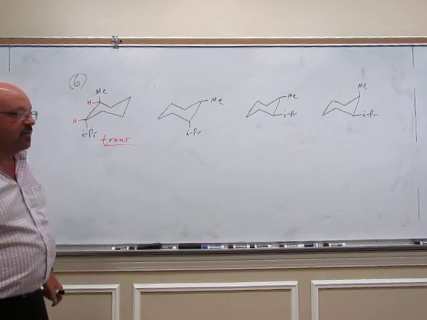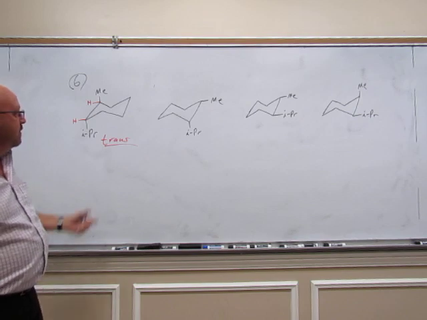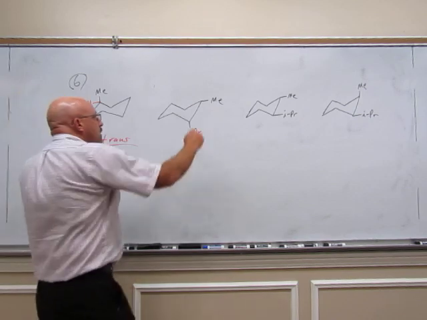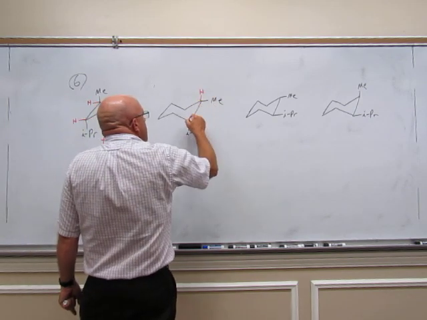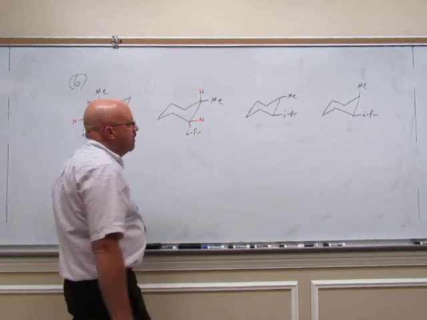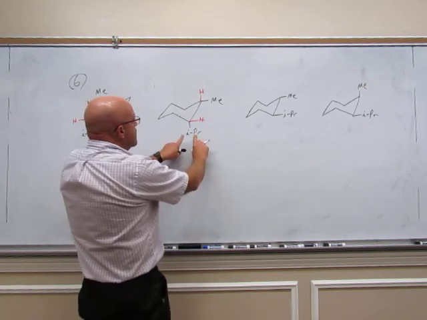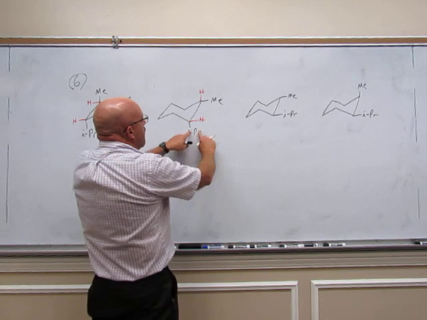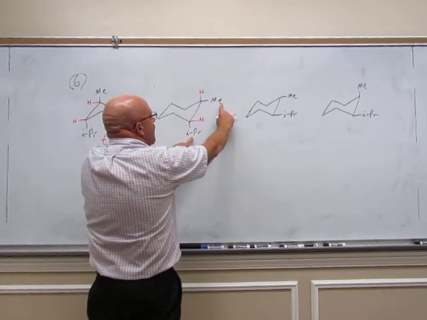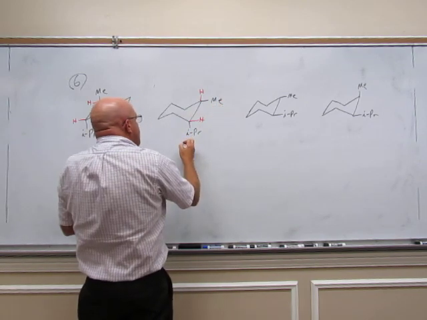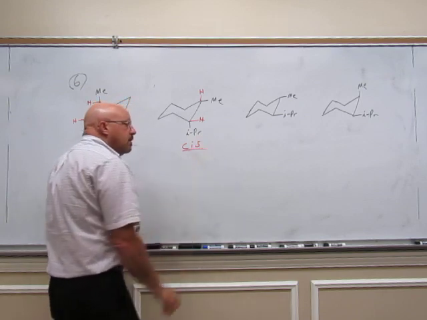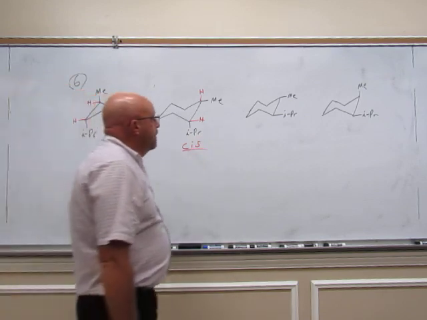The question asks for the most stable conformation of cis. This one's the trans. You look at this one. There's where the hydrogens would be. So we've got isopropyl on the bottom, methyl on the bottom. They're both on the bottom. This is indeed a cis. So that's the correct structure.